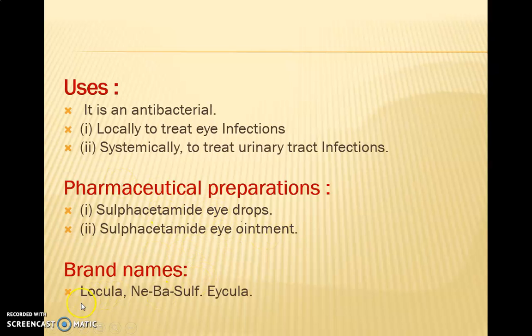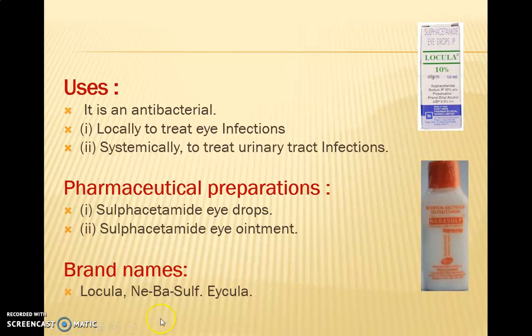As far as the brand names are concerned, it has brands such as Locula and Nebasulf. These are the popular brand names for sulfacetamide, the sulfonamide popularly used. This will be an eye drop, an eye preparation, Locula. So definitely it will be for ophthalmic infection. Next, this is Nebasulf, which is a dusting powder, which may be used topically for the treatment of wounds, healing of the wounds in order to prevent infection.